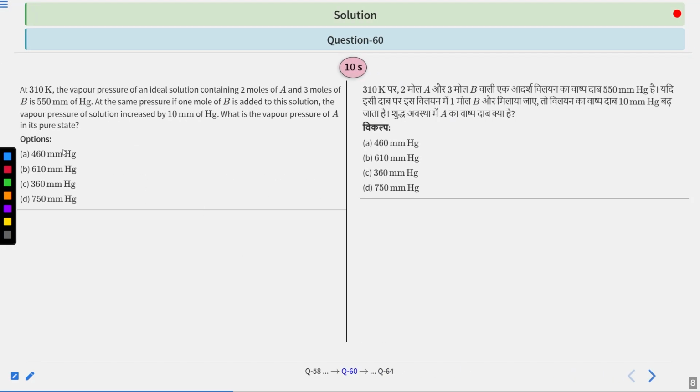Next question. At 310 Kelvin, the vapor pressure of an ideal solution containing 2 moles of A and 3 moles of B is 550 mm of Hg. Now at the same temperature, if 1 mole of B is added to the solution, the vapor pressure of the solution decreases by 10 mm. What is the vapor pressure of the pure state of A? Options are A 460 mmHg, B 610 mmHg, C 360 mmHg, and D 750 mmHg.